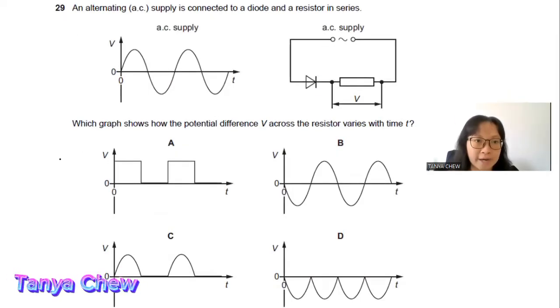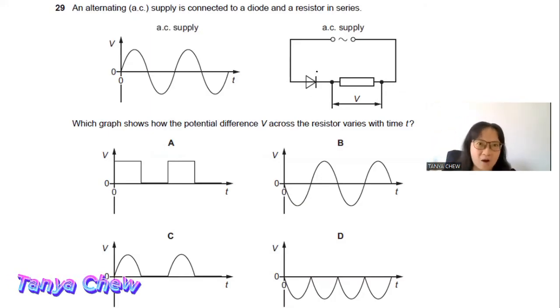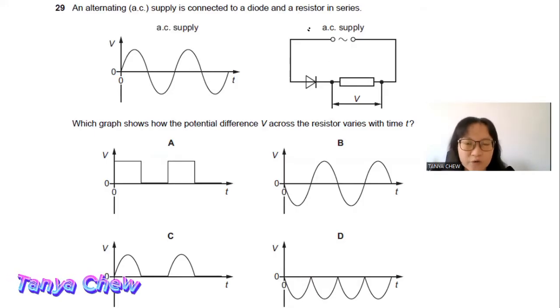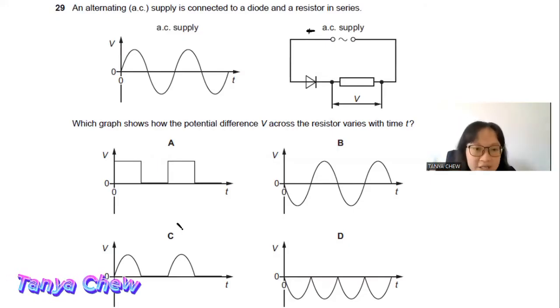Question number 29. An alternating AC supply is connected to a diode and a resistor in series. Which graph shows how the potential difference V across the resistor varies with time t? Whenever you have a diode here, a diode can only allow the current to flow in one direction. So whenever the current is in the positive direction, the diode will allow the current to flow through. But whenever it is in the negative direction, the current will be blocked, will be cut off. So C is the answer.